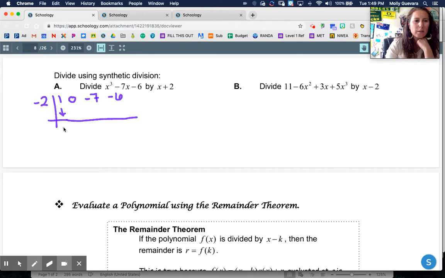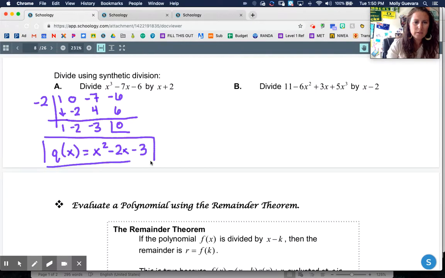So the 1 just comes straight down, and I multiply, which is -2, and I add. And then I multiply, which is 4, and I add. And I multiply, which is 6, and I add. And this is okay. This just means that there's no remainder, and that's all right. Okay, so q of x is equal to, and since my highest exponent was a 3, I'm going to start with a 2. So 1x squared minus 2x minus 3. And there's no remainder, and that's fine. There doesn't always have to be a remainder.